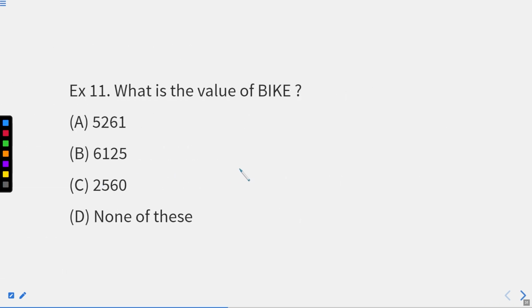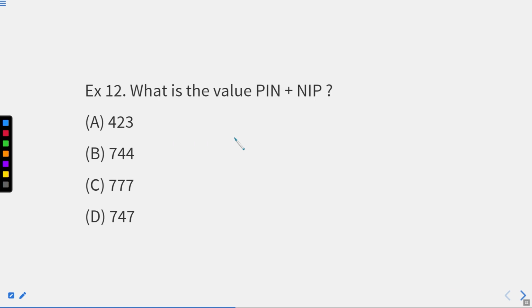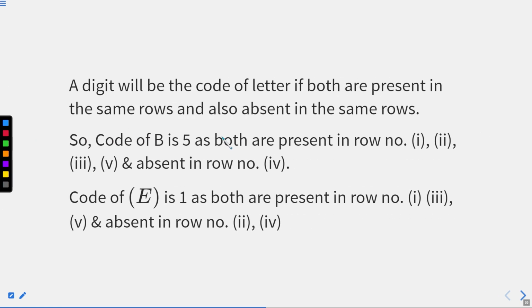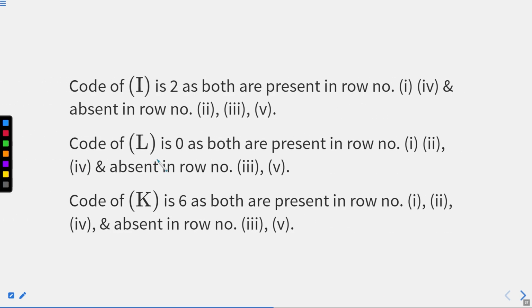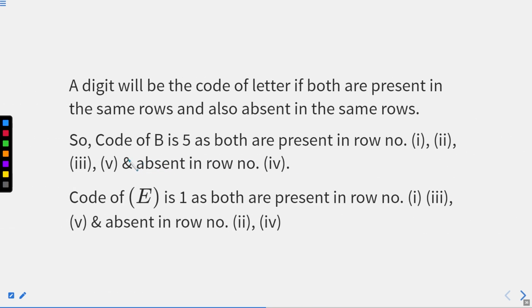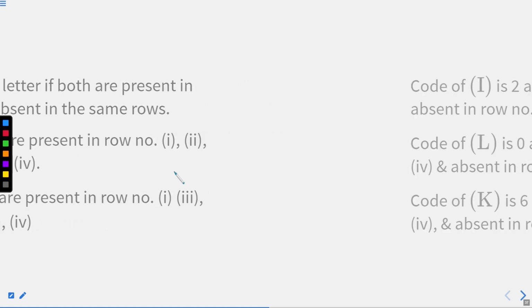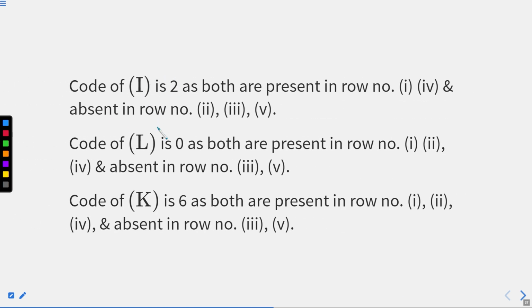So we'll skip the question for now. I'll directly take you to the letters that we are getting, right? So I'll take you to the end part, right? I'll read it one by one. So code B is 5. We have already calculated, as B is present in 1, 3, 2 and 5, in 4 different words. E is coded as 1 in the same manner. I is coded as 2. L is coded as 0. K is coded as 6.